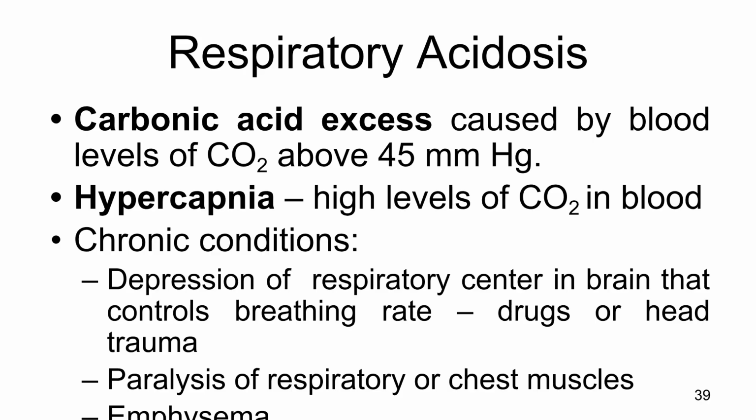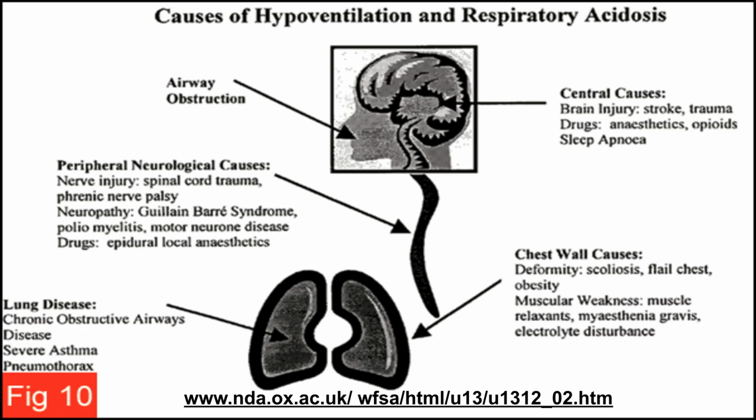Acute conditions causing respiratory acidosis include adult respiratory distress syndrome, pulmonary edema, and pneumothorax. The body compensates for respiratory acidosis when the kidneys eliminate hydrogen ions and retain bicarbonate ions.